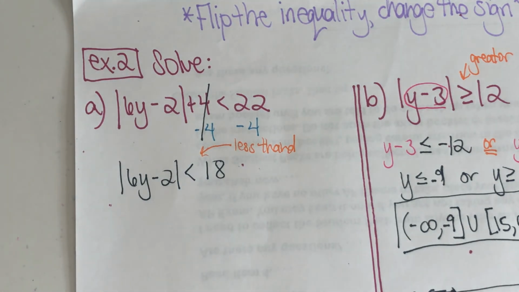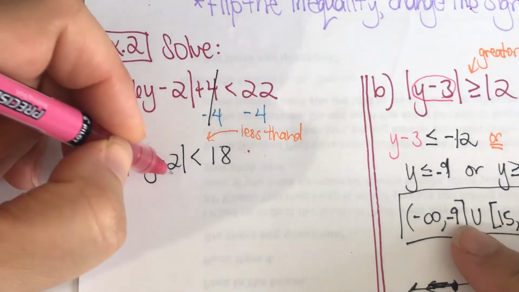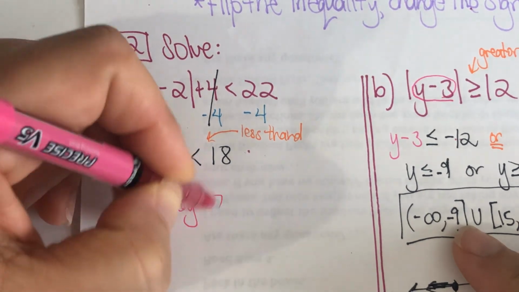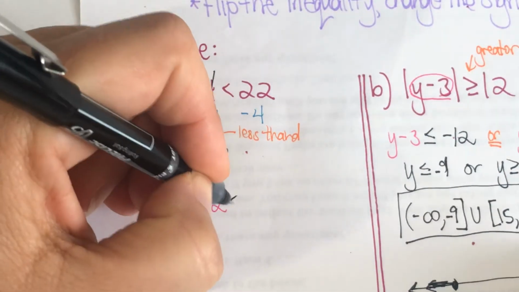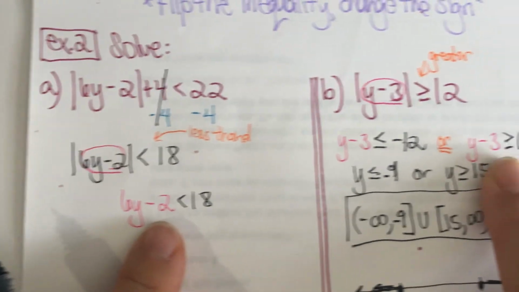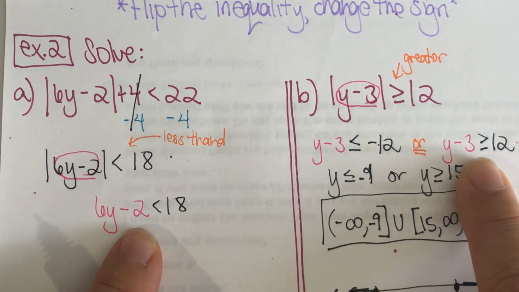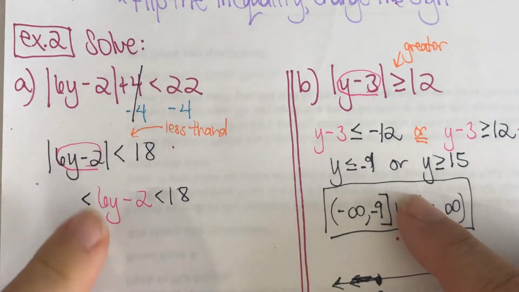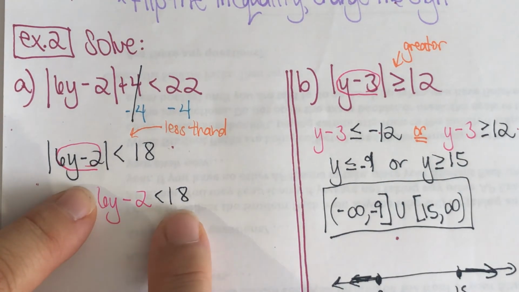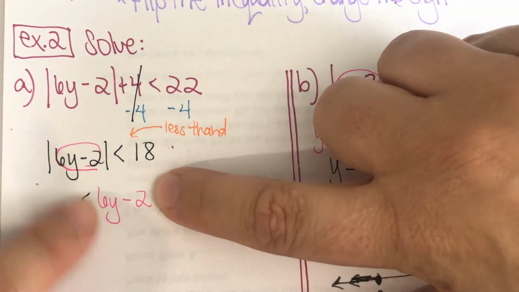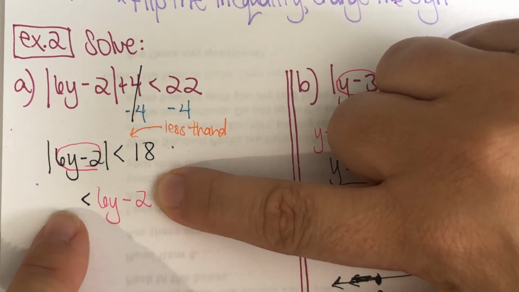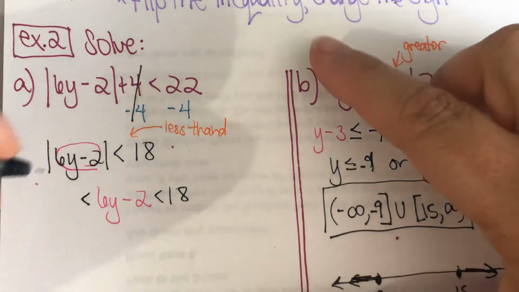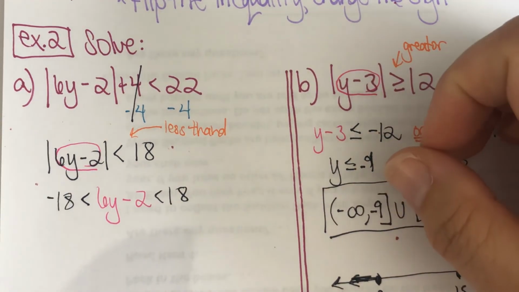So just like before, I'm going to write the inside, 6y minus 2, and I'm going to write it just the way it looks, just like I did over here. Okay? Now when I flip the inequality, I want it to be a compound inequality like this. So I'm going to write it as a greater than. So this one says 6y minus 2 is less than, right? If I'm reading this one, it's saying 6y minus 2 is greater than what's over here. So I am flipping the inequality and then changing the sign.